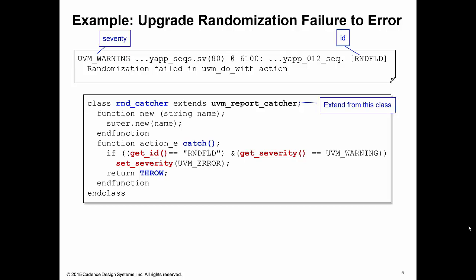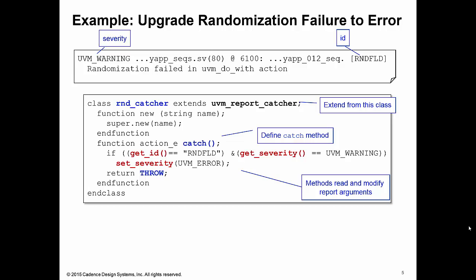So I extend my catcher from the UVM_report_catcher class. It has a standard constructor with a single name argument, and I define my catcher by defining the implementation of the catch method. Here I use get methods to check if the report has an ID of RNDFLD and whether severity is UVM_WARNING, and if both those conditions are true, I use a set_severity method to change the severity of the message to UVM_ERROR.